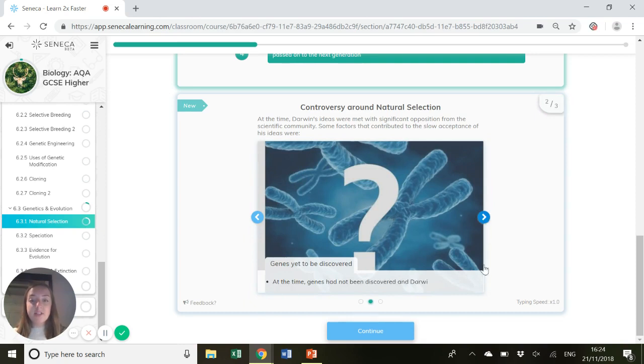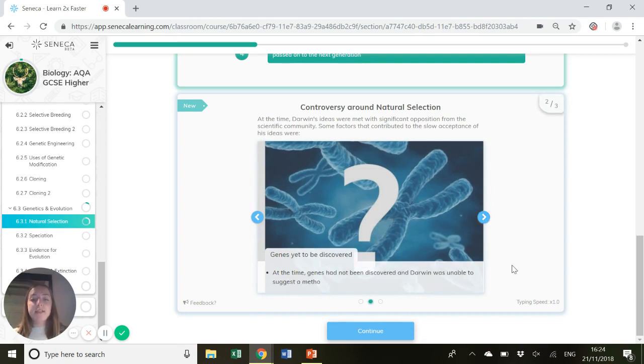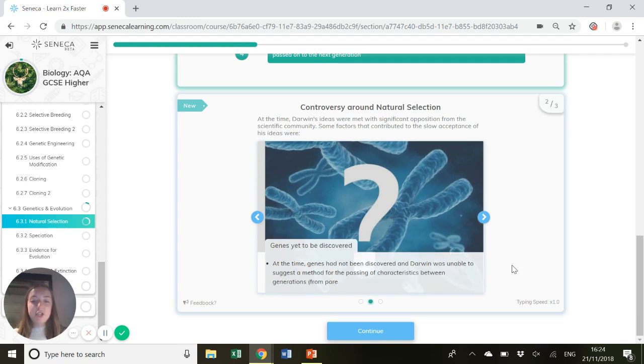Genes hadn't been discovered yet either. Genes are the method of passing characteristics on to the next generation, so inheritance. Genes are inherited from your parents. But these weren't discovered yet, so Darwin couldn't actually tell people how characteristics were passed between generations.